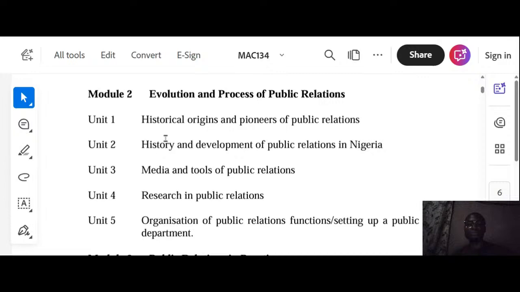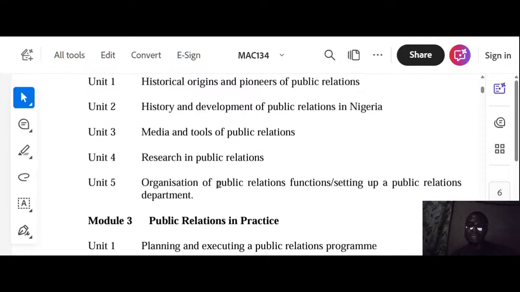We will study it under 5 units. Unit 1, historical origins and pioneers of public relations. We'll also talk about history and development of public relations in Nigeria especially. And in Unit 3, we'll talk about the media and tools of public relations. How do the public relations achieve their job? What are the tools they use? Then we'll talk about the research in public relations. And finally, in that module 2, we'll talk about the organization of public relations functions, their setting up, and the departments we have in public relations.